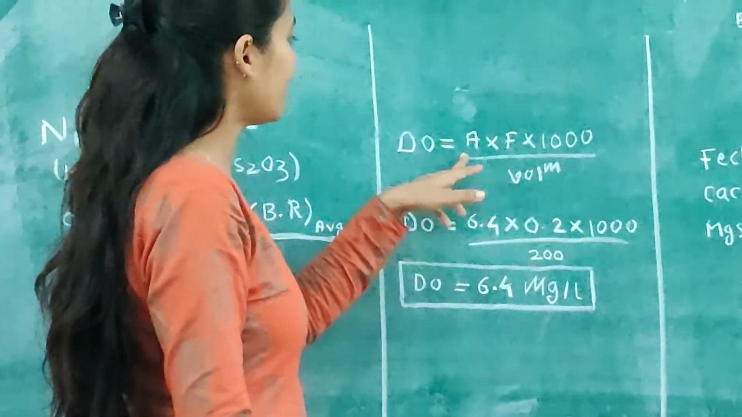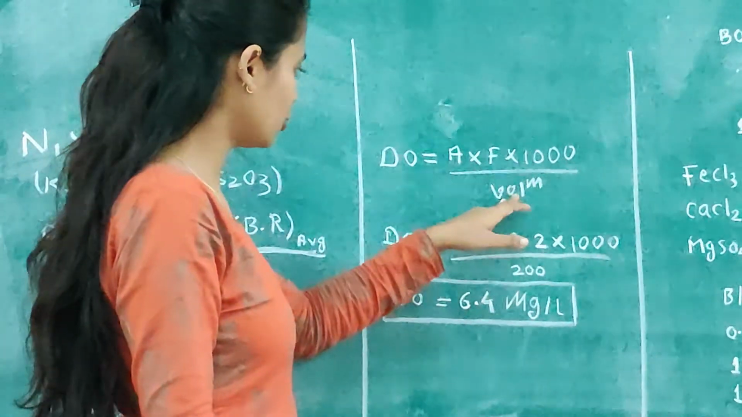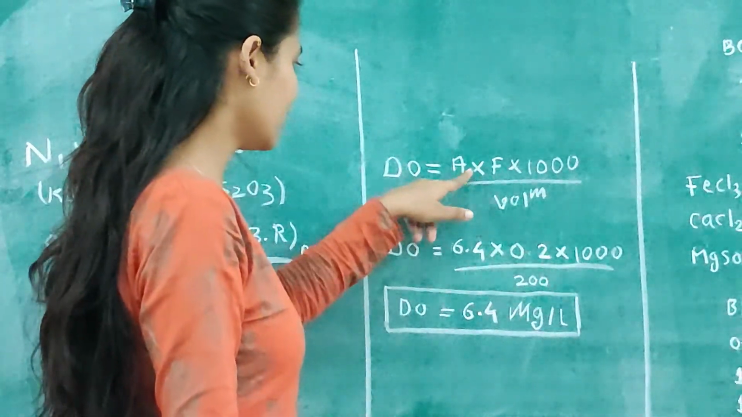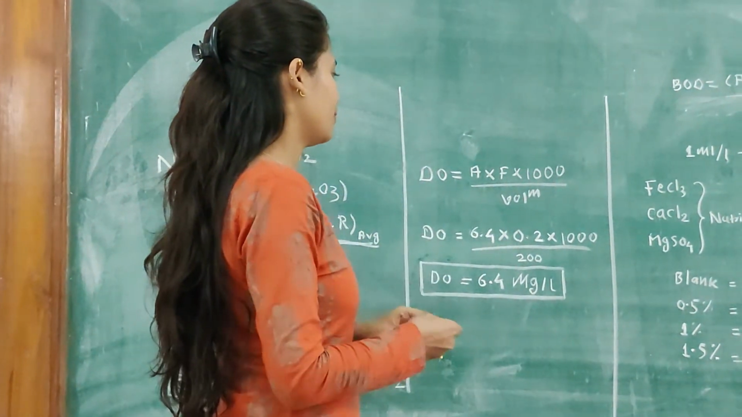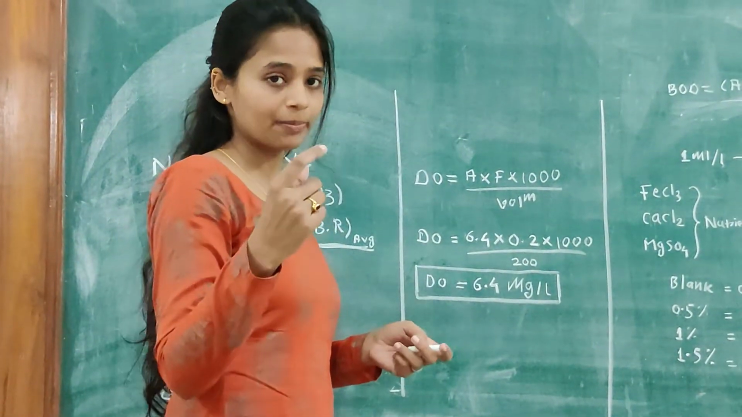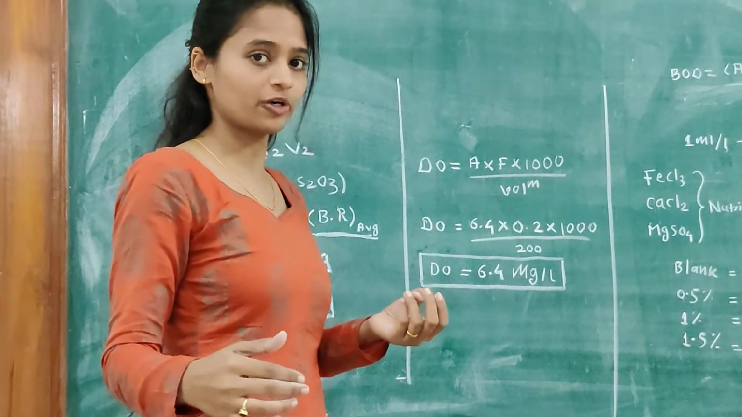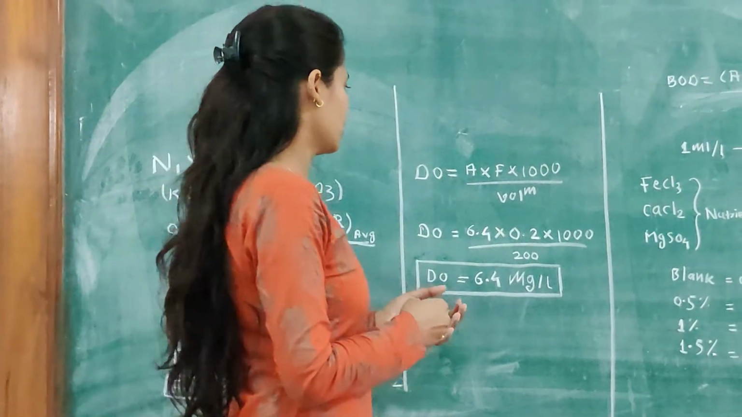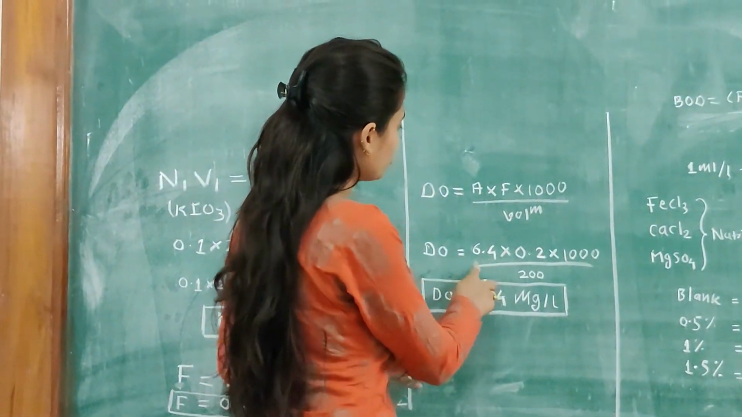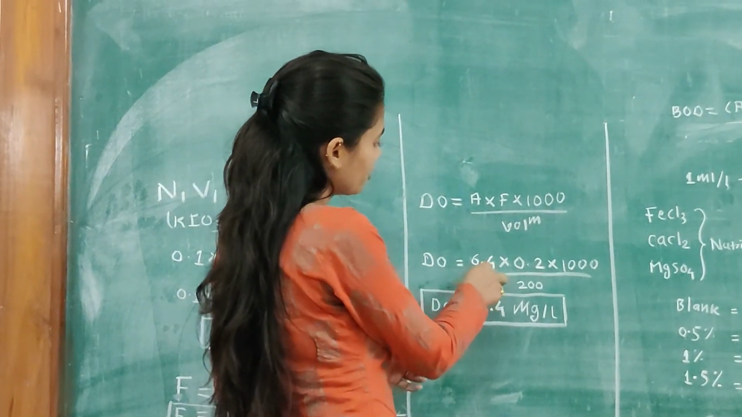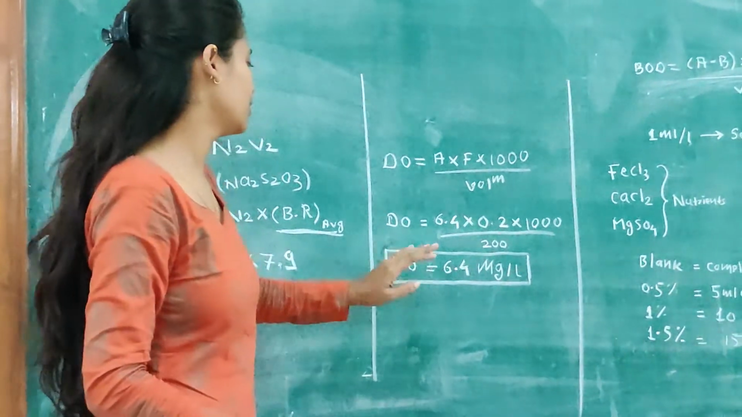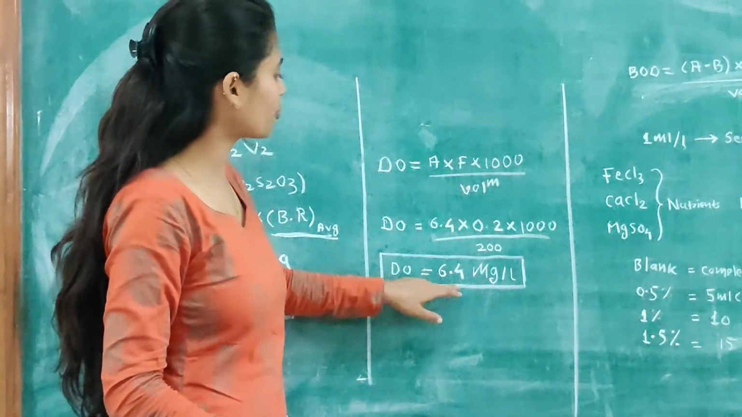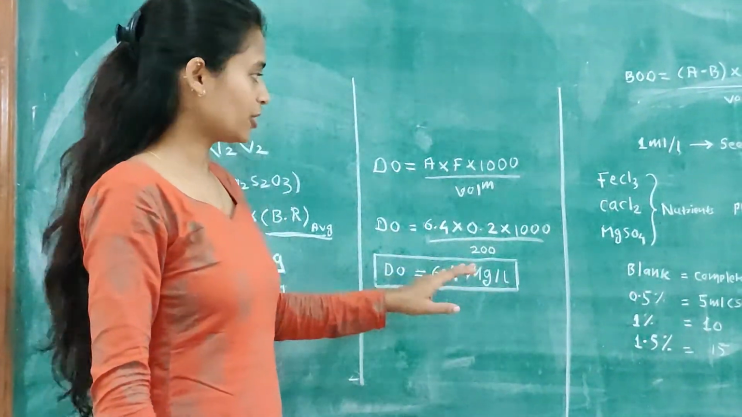So A into F into 1000 divided by volume. What is A here? This is the average burette reading of the 200 ml sample that we have taken from that DO bottle. Here also the average burette reading we got is 6.4, and we have calculated the amount of DO, which we got as 6.4 mg per liter.